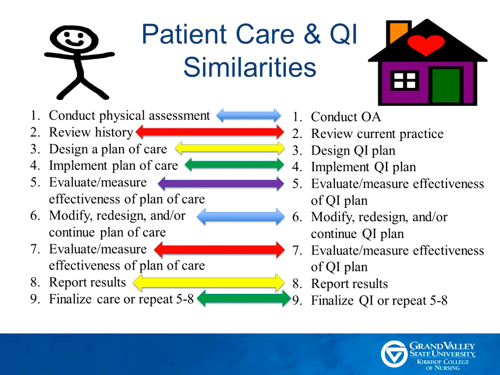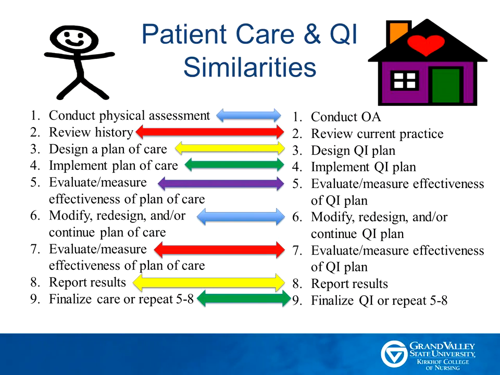Number five, evaluate and measure the effectiveness of the individual plan of care or the QI plan. It's exactly the same, just on a broader scale. And number six is the same too. You modify, redesign, or continue the individual plan of care or the QI plan.